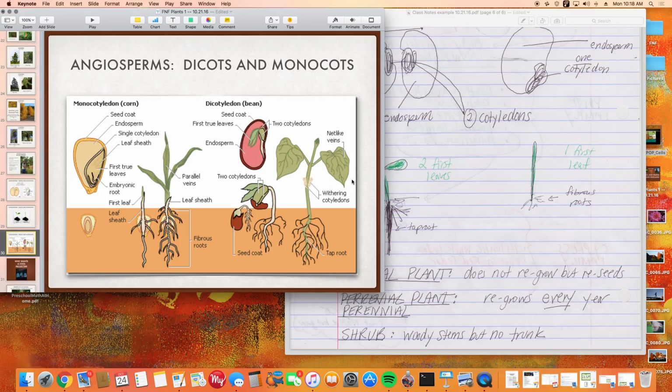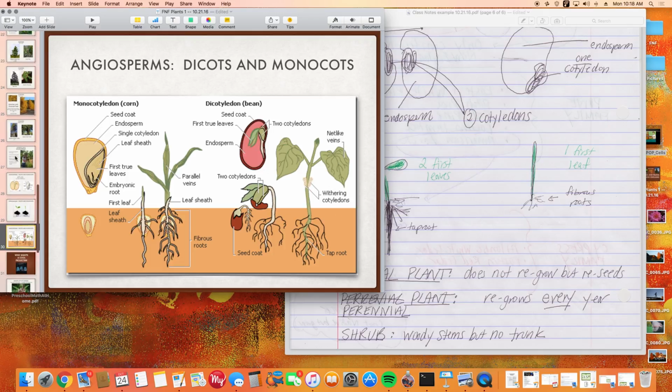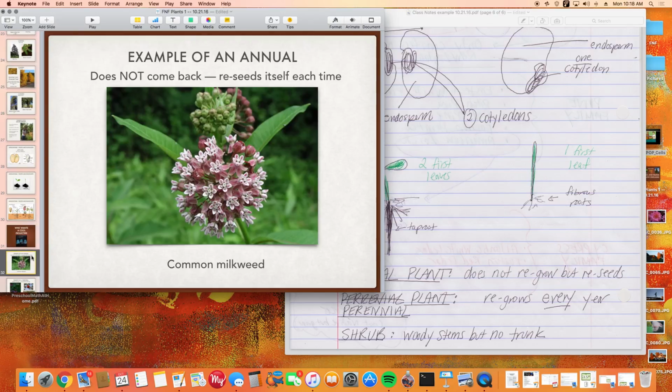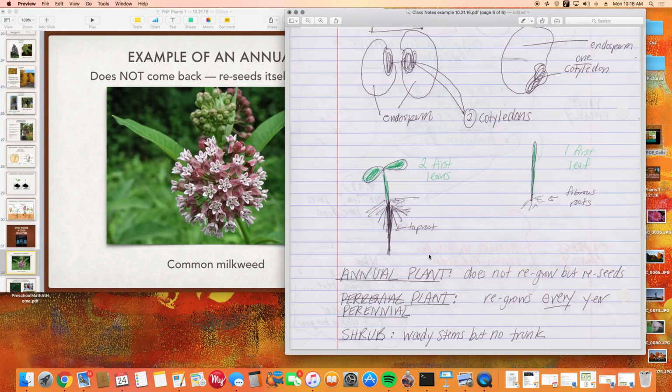Now you've got net-like veins. Remember I showed you the hydrangea plant that I had, and it had these net-like veins. All right. Then I also showed you grass. Grass has these parallel veins. Corn is an example of a monocot. Grass seed. You guys have seen grass seed. It's like one seed. It looks like that. So that's monocot. So we talked about dicots and monocots. That was our cool project. So we assigned the cool project. And then we talked about annual plants and perennial plants. Now, here's a great example.